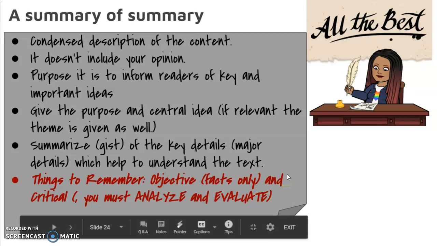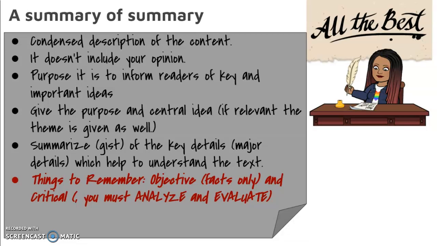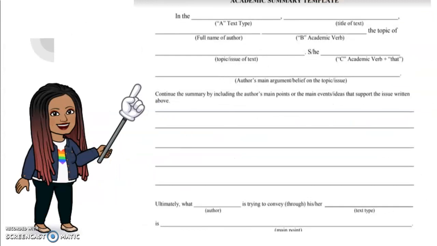Now, critical is where you're going to write an objective summary and then you're going to give me 2 sentences that give me your analysis or how you evaluate. You need to look that up. Evaluate. How you're going to evaluate the author, how the author addressed the topic. Okay. All right. So this is our academic summary template.